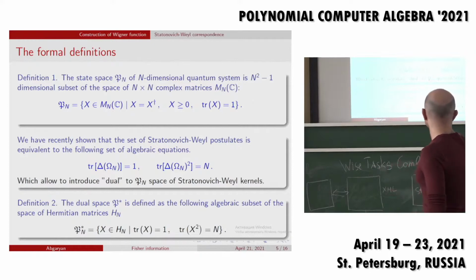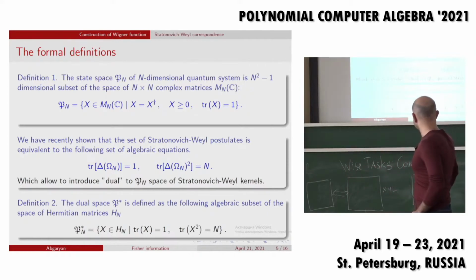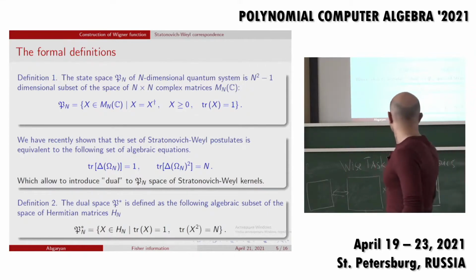Basically, the second definition gives you the dual to the state space, which is the space of Stratonovich-Weyl kernels. Again, they have to be Hermitian, fulfill the triviality condition, and also there is a restriction on the trace of the square of this operator.